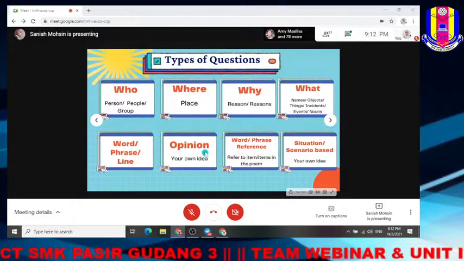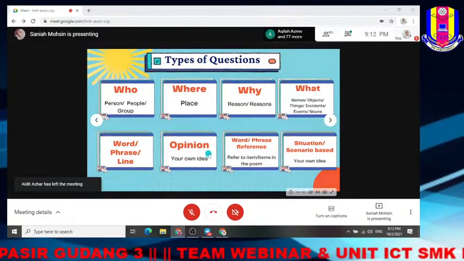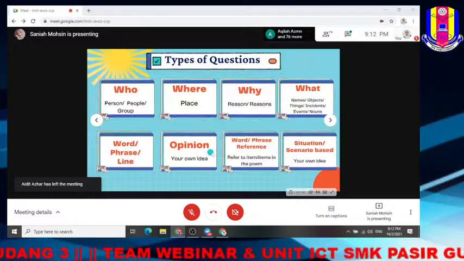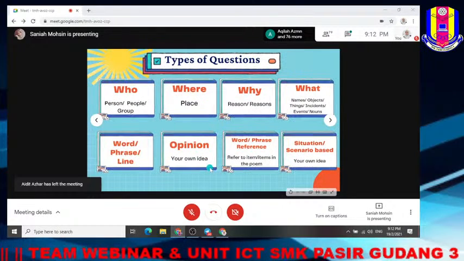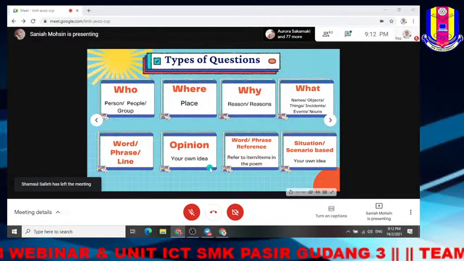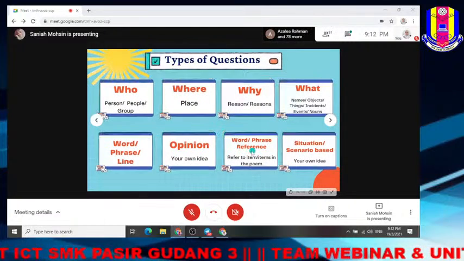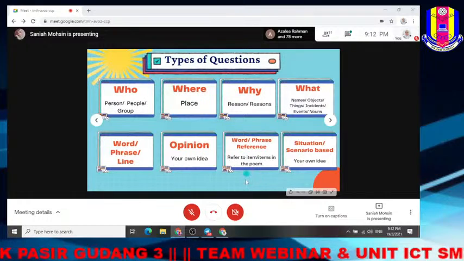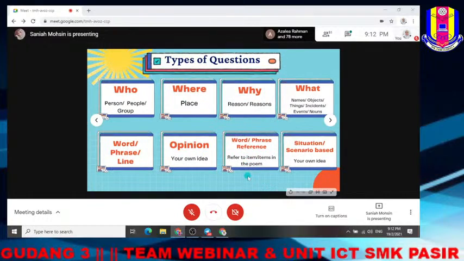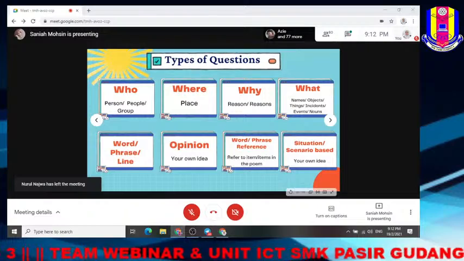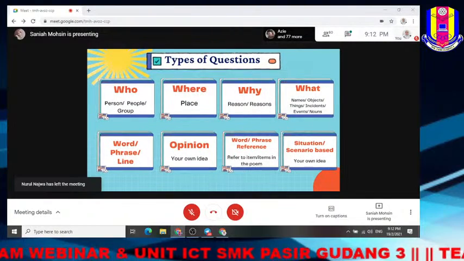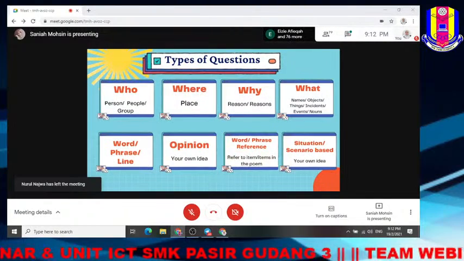Okay, the next question will be opinion. They ask your opinion. So bila ask your opinion, make sure jangan ambil je line tu daripada poems. Kamu kena bagi idea sendiri. Okay, word and phrase reference. Ni soalan agak popular juga. Sometimes they ask you to find what is the meaning of certain word or certain line yang ada dalam poems.